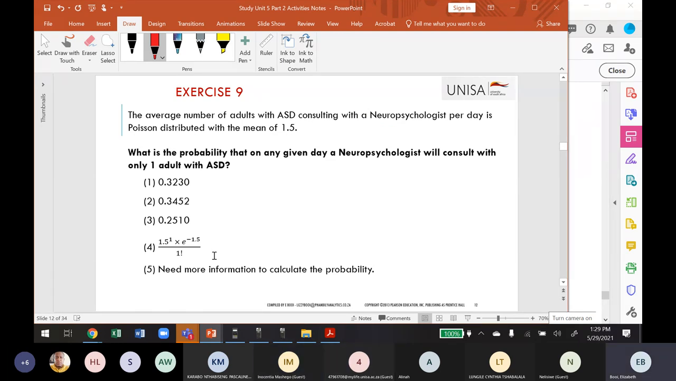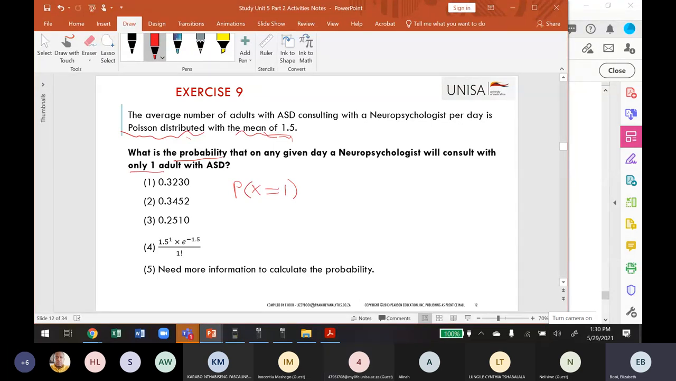The average number of adults with ASD consulting with neuropsychologists per day is Poisson distributed with the mean of 1.5. So here we're talking about Poisson of 1.5. So it means we're going to use either the formula to calculate the Poisson, or we're going to use the table. So what is the probability that on any given day, a neuropsychologist will consult with only one adult? What probability are we calculating here? Probability that X is greater than, equal to, or less than? X is equal to 1 because it says on any given day it's only one adult.